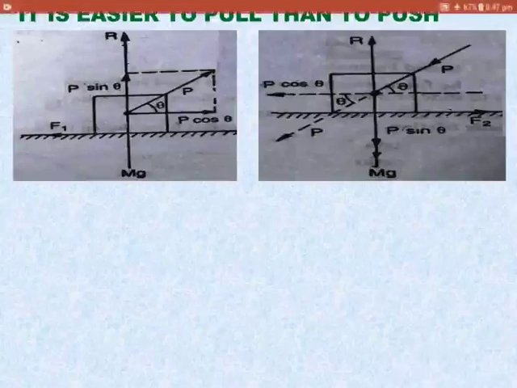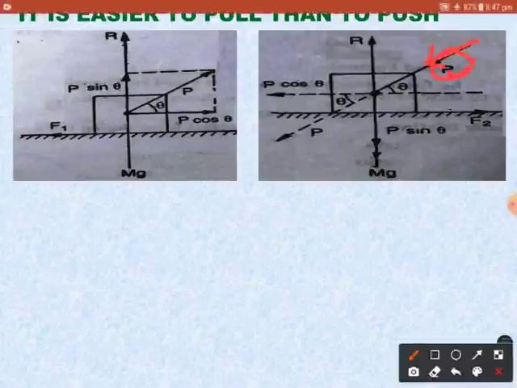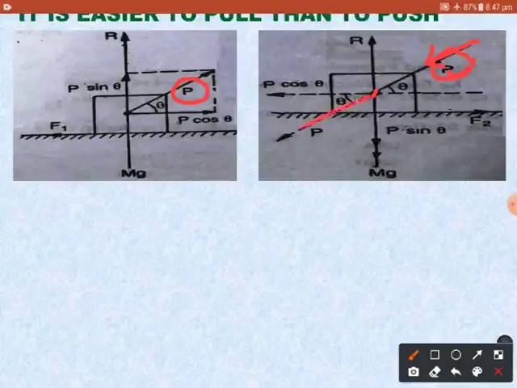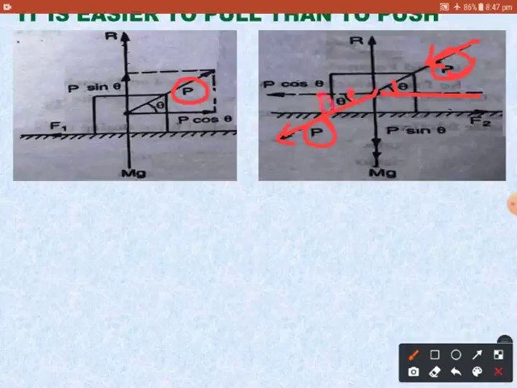Let me erase it, and then let's see the second part, pushing. Suppose you are going to push it, then your pushing force is in this direction, with pushing force taken as P. Your pulling force is also denoted by P here, and your pushing force is also denoted by P. If that pushing force is applied to the block of mass with an angle theta with the horizontal, then this angle will also be theta, right?